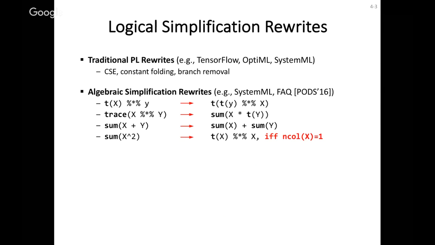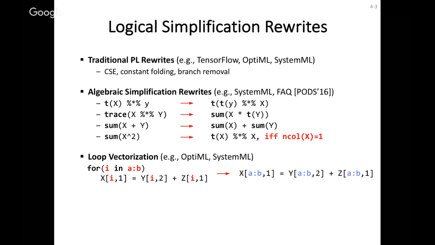However, many systems also implement algebraic simplification rewrites specific for linear algebra. For example, this trace over a squared matrix multiply, where the trace takes the sum of all the elements on the diagonal, can be simplified to an element-wise multiply of our two matrices and a full sum over that. Notice that this particular rewrite changes the complexity from cubic to squared, and with that leads to large improvements on large data.